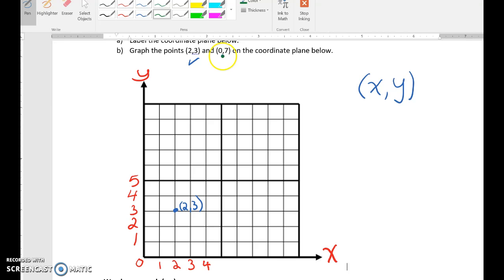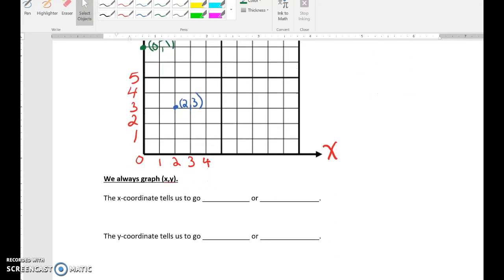Now 0, 7 is tricky. The reason 0, 7 is tricky is because we move to the right 0 spaces. So we stay right here on the y-axis, okay? So now we go up 7 spots. 1, 2, 3, 4, 5, 6, 7, okay? And in general, my expectation is that you guys are vaguely comfortable with this from the previous unit. Okay, so we're going to scroll, okay?